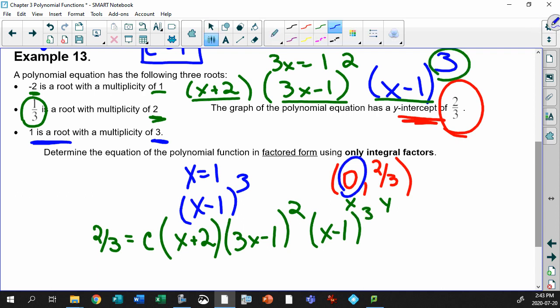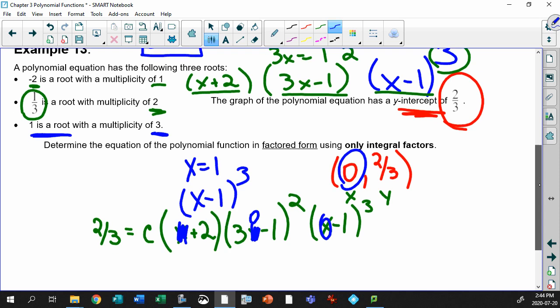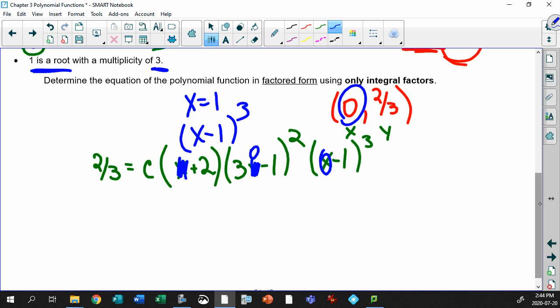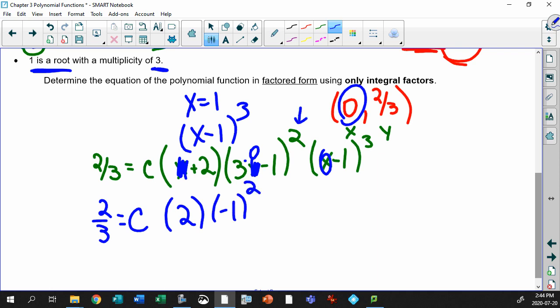Okay, put my x values in. My x values are 0. Oh, that's easy. That's a 0. That's now a 0, okay? And that's a 0. So look what you got. Oh, this is actually not that bad. This is 2/3 equaling c times that's going to be 2. That's going to be 3 times 0, which is 0, minus 1 squared. Don't forget this here. And that's going to be minus 1 cubed. Oh, okay. Not so bad.